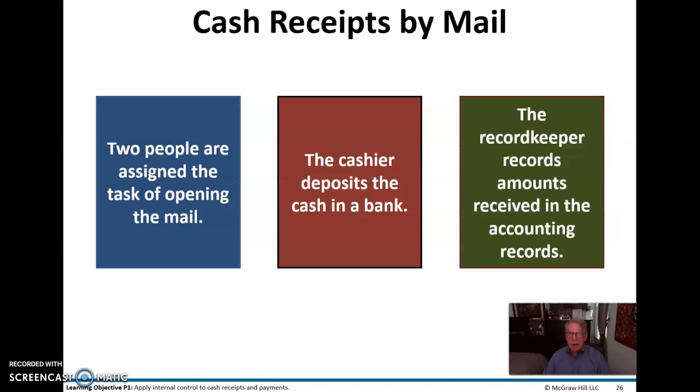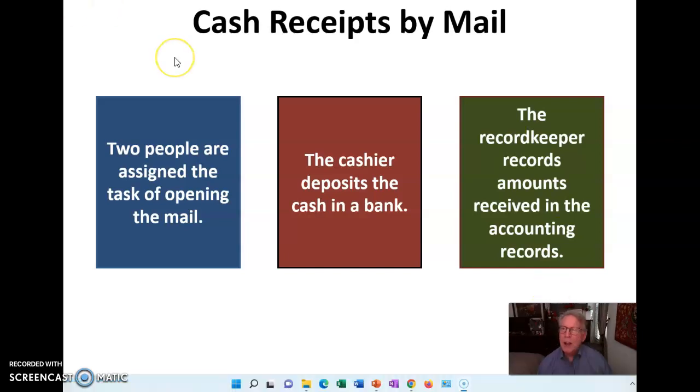Okay, cash receipts by mail. We always want to have a couple of people assigned to the task of opening mail, if in fact that mail contains customer checks to us. Now, as a practical measure, in a big company, we have what's known as a lockbox, where the customer will mail the check directly to the bank. And we get around the task of opening the mail that way. It's a great system.